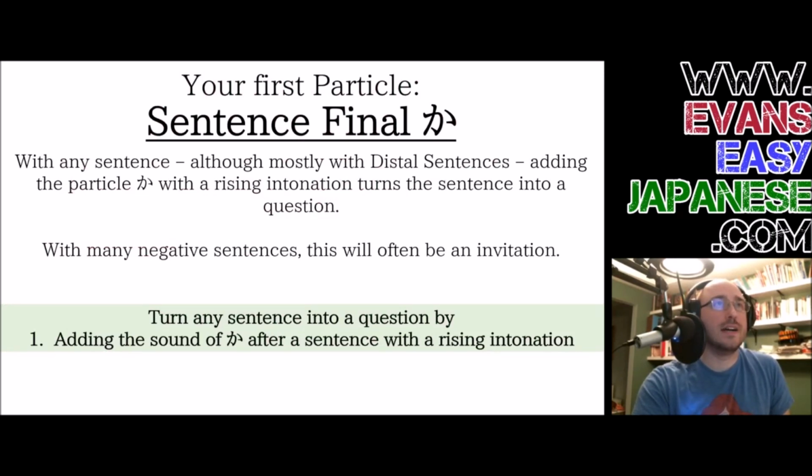Your first particle. This might not be your actual first particle, but this is the first one that I'm teaching in this series. It's the sentence final particle ka.